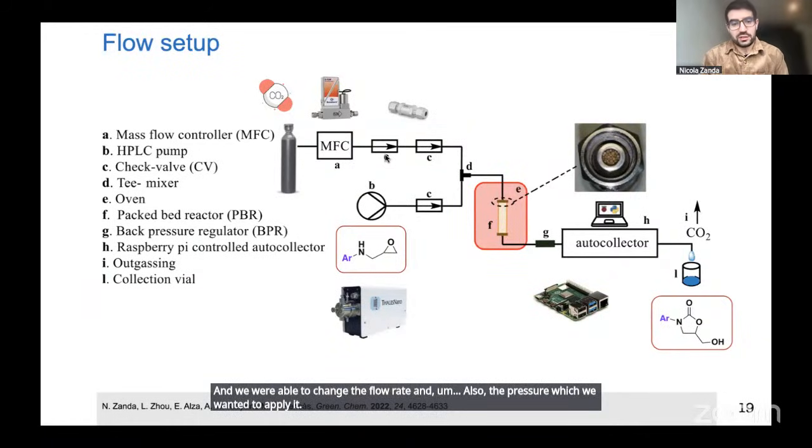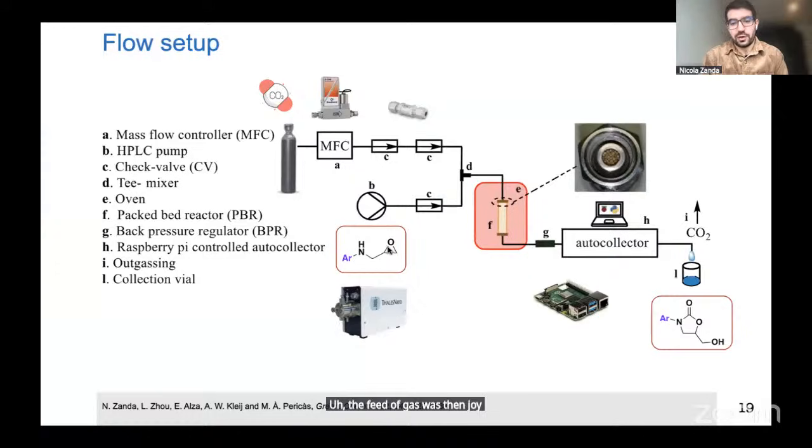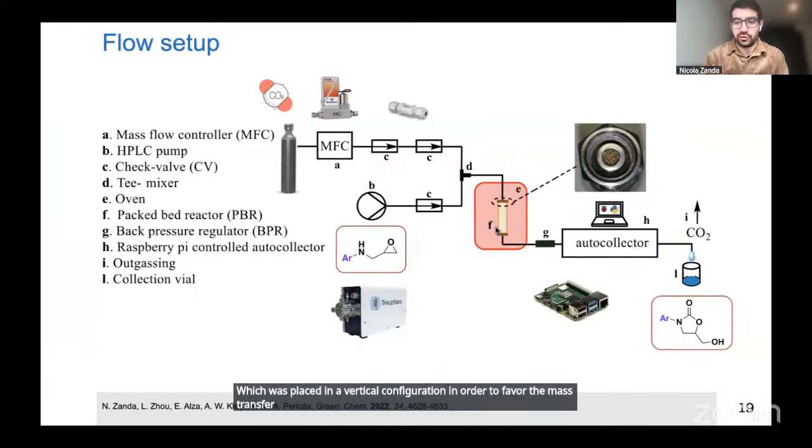And we were able to change the flow rate and also the pressure at which we wanted to apply it. The feed of gas was then joined by the feed of the amino epoxide starting material in a T mixer. And now the biphasic stream was then passed through a reactor, which was placed in a vertical configuration in order to favor the mass transfer and reduce the pressure drop of the system.